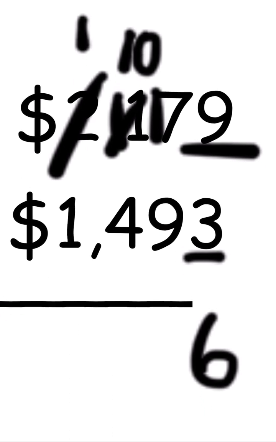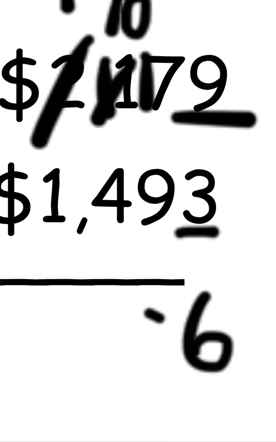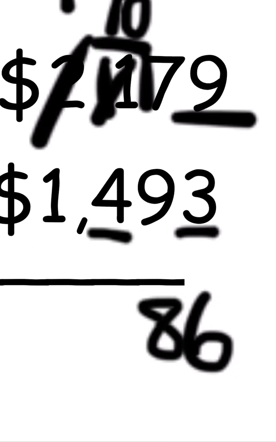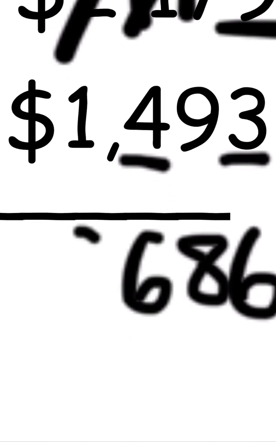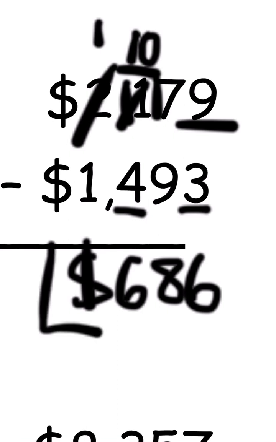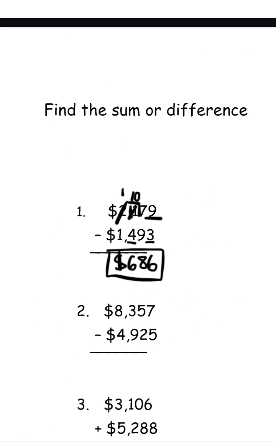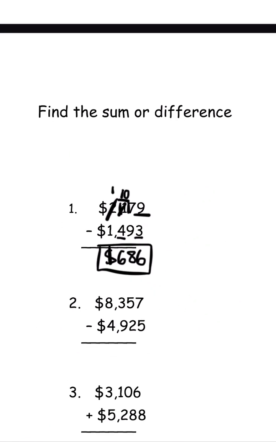2 is going to be 1. 1 is going to become 11. And we need to borrow from 11 again. So 11 is going to become 10, and 7 is going to become 17. Now 17 minus 9 is 8. 10 minus 4 is 6. And 1 minus 1 is 0. So $686 is going to be the answer for number 1.